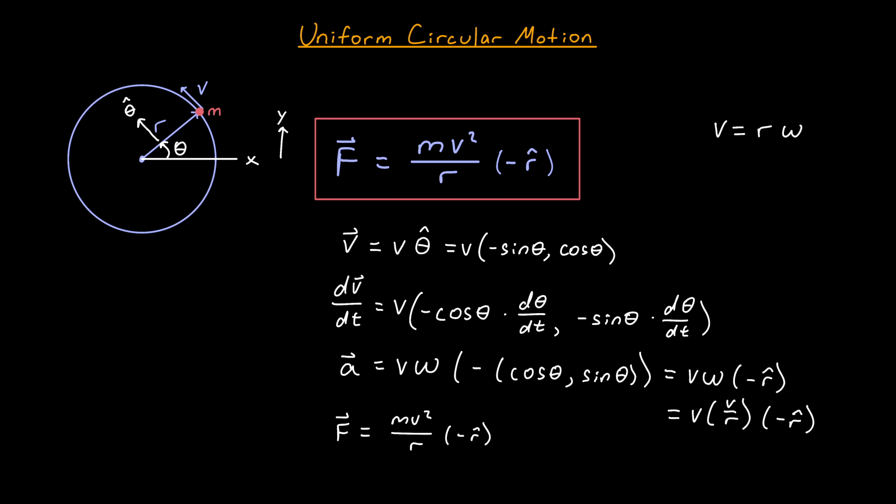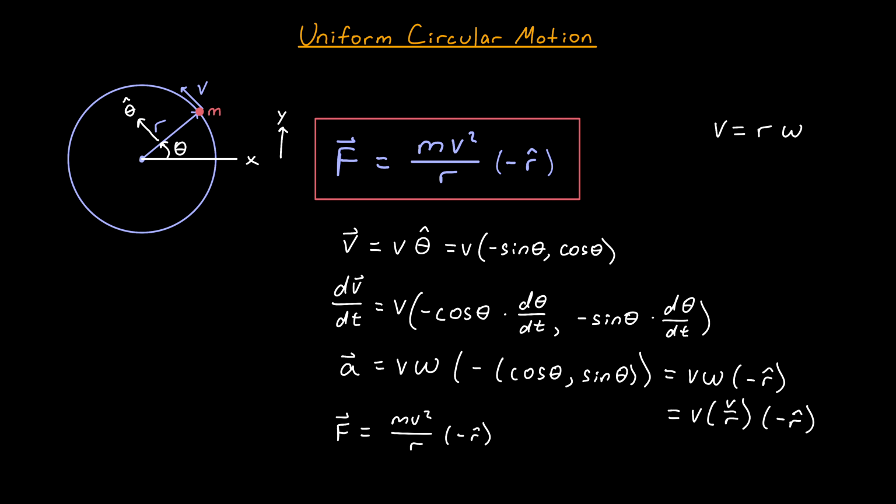So this was just plain old mathematical deduction. We assumed that the object was moving in a circle, and we assumed that it had a constant speed, and then the math told us that the force on this object is necessarily mv squared over r in the minus r hat direction. It can't be anything else.